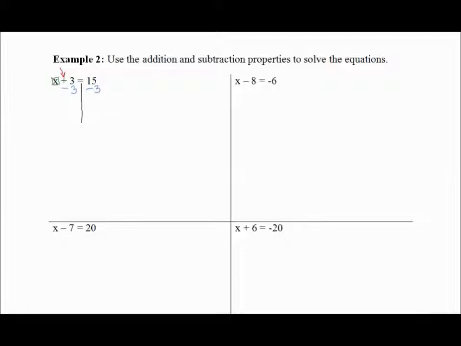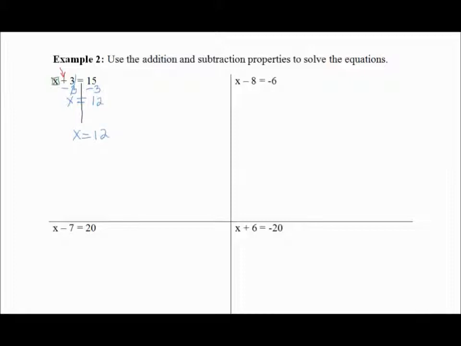So now I look at the x plus 3, and I'm going to write down what I have left. I have 3 minus 3, which is 0. It cancels itself out. So I'll bring down what I have left, which is just x on the left side. Bring down my equal sign, and then I have 15 minus 3, that's 12. So my final answer is 12. X equals 12. Now let's check this first one.